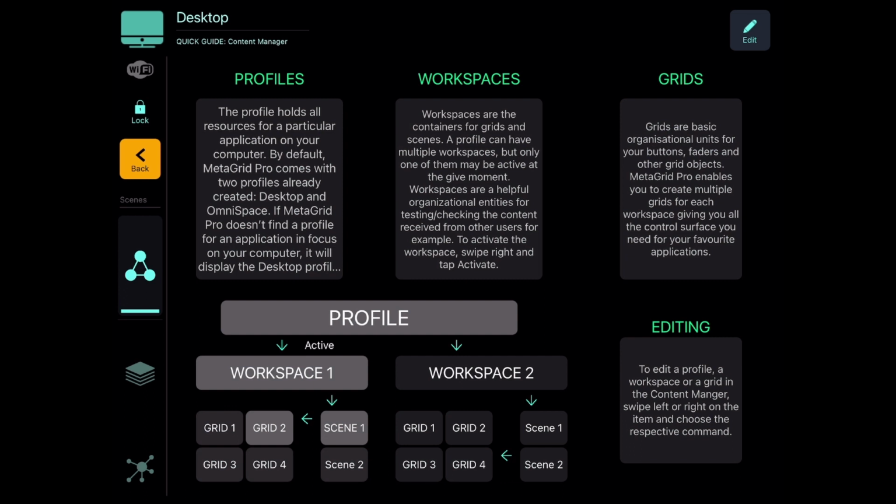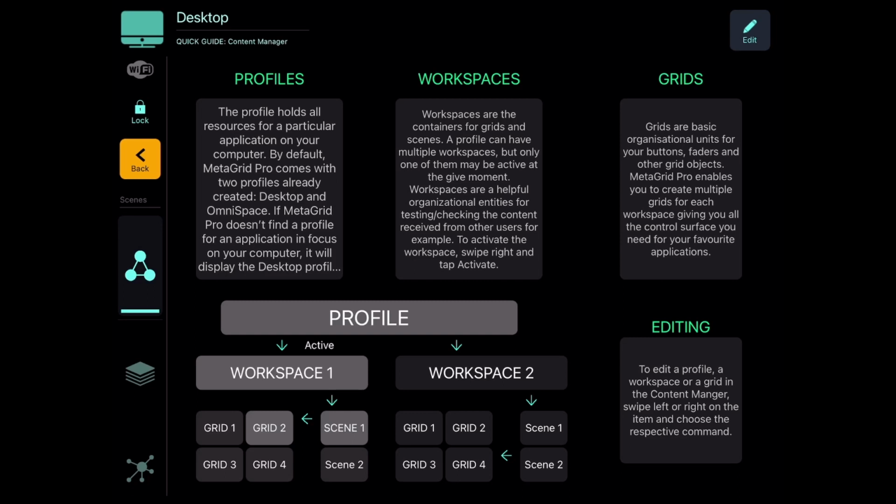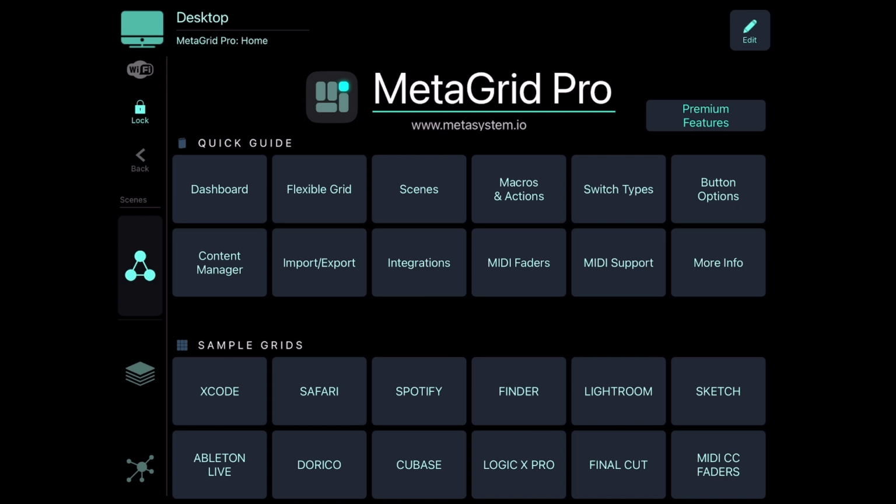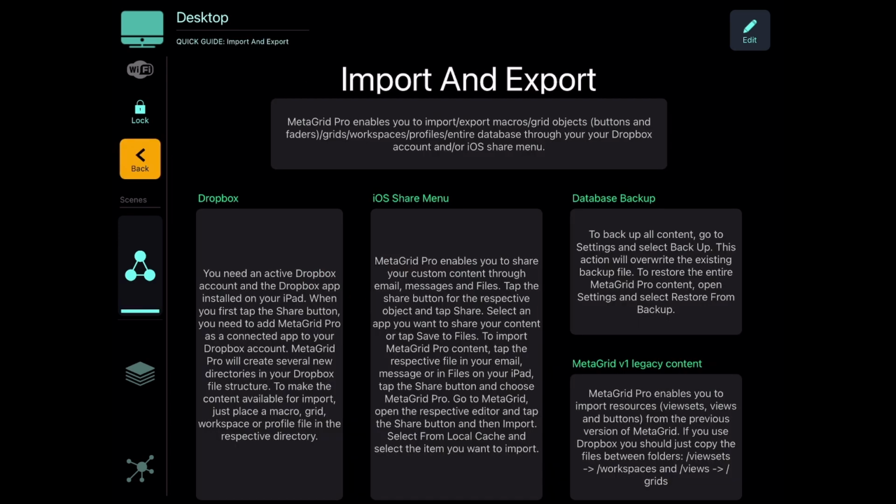And now let's get to the Content Manager guide. Content Manager is the place where you organize everything in MetaGrid. The main instance is your profile. You can have more than one, of course. Then profiles can be split into separate workspaces filled with different grids. You can also assign grids to scenes to make them work even better for you. Of course, that's going to be covered in a separate video too. You can import and export everything you create in MetaGrid in various ways using Dropbox, iOS Share Menu.